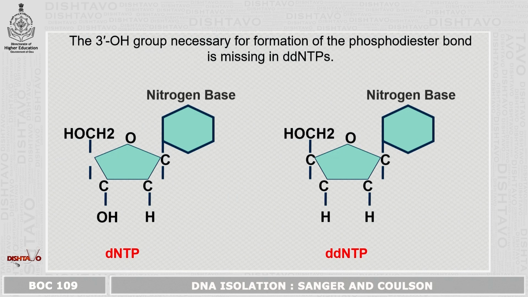Now, let's understand the difference between what is a deoxynucleotide and a dideoxynucleotide. The normal deoxynucleotide triphosphate has the OH group at the 3' end, whereas the 3' OH group, which is necessary for the formation of the phosphodiester bond, is missing in dideoxynucleotide triphosphate. This is the main difference, students.